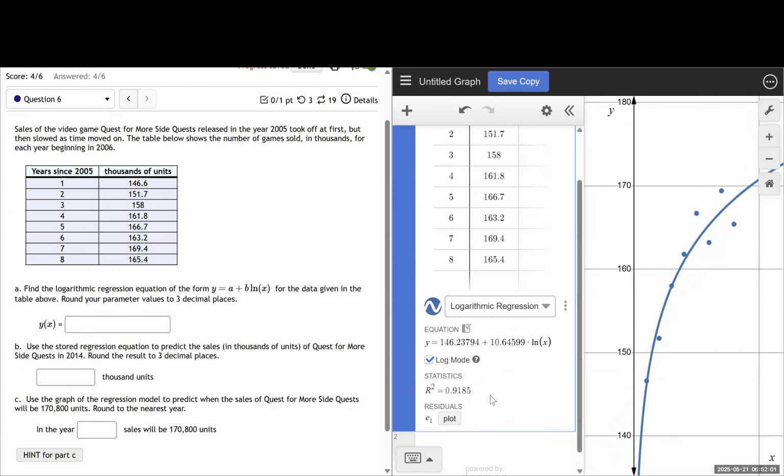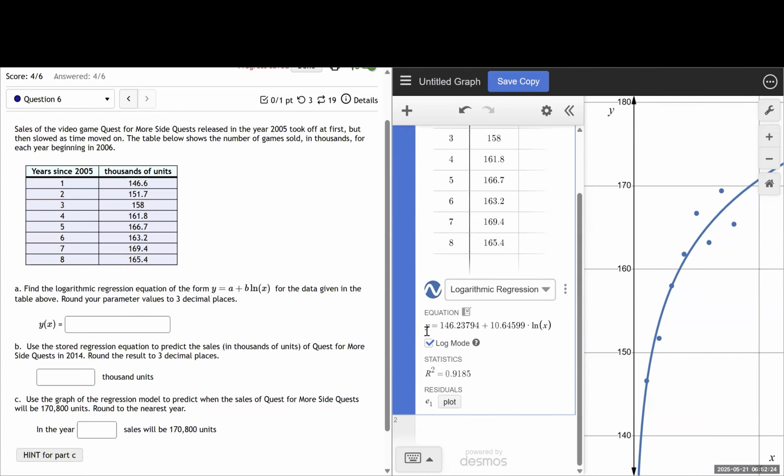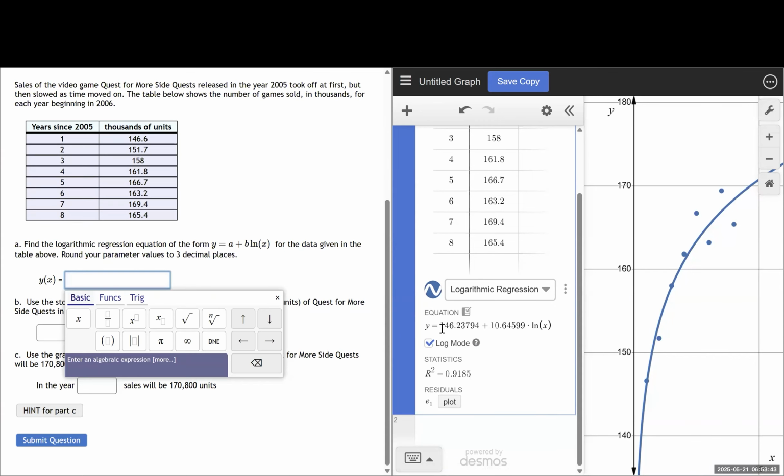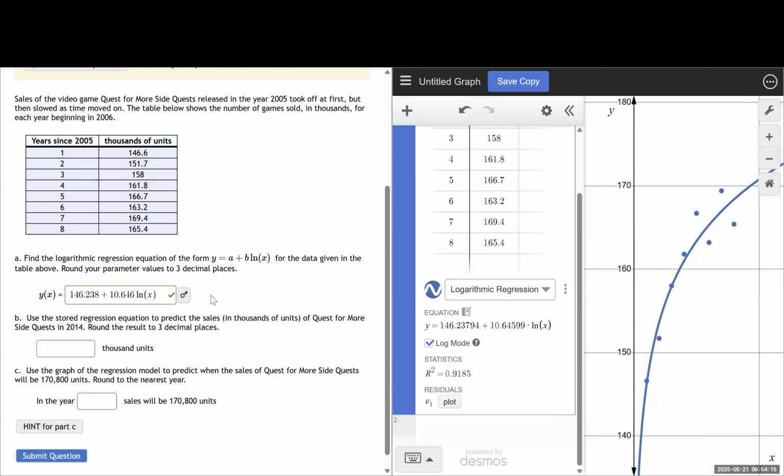Okay, and I can see the R squared here is 0.9185, so pretty high. I can see visually that it looks like a pretty good fit. And it gives me the logarithmic regression equation for this curve of best fit right here. So I'm going to enter this equation, being careful to pay attention to my rounding instructions, rounding the parameter values to 3 decimal places. Okay, so that's my logarithmic regression function.